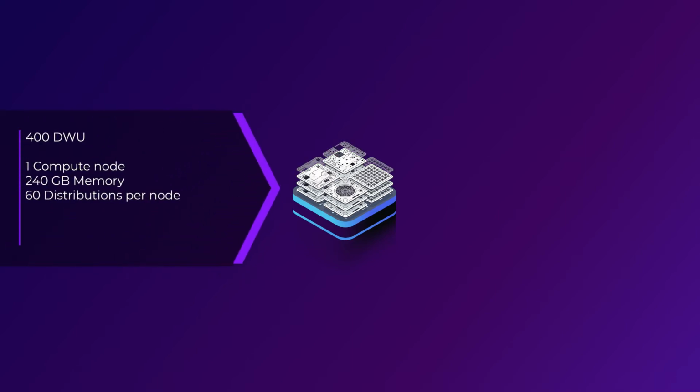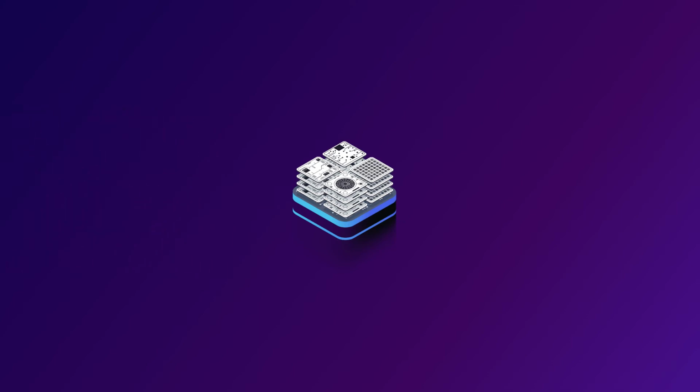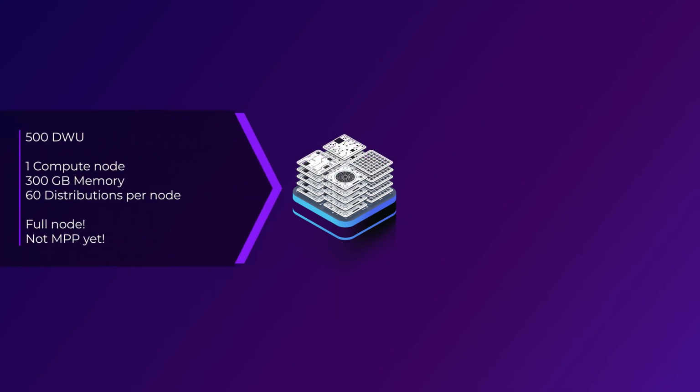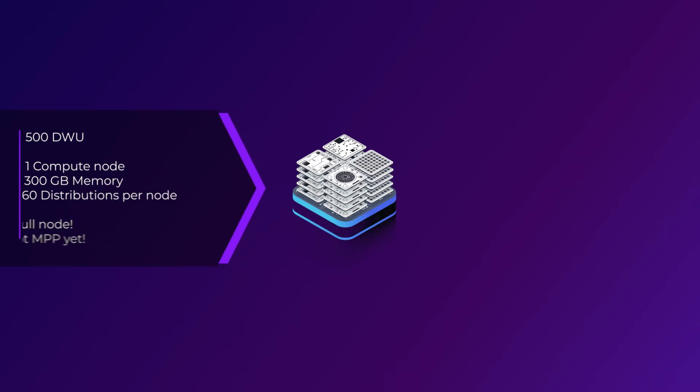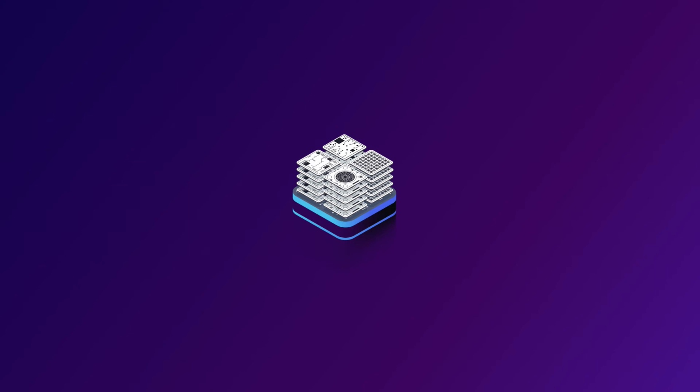Next is, as you might have guessed, a 400 DWU node. It has 240 gigabytes of memory and hosts 60 distributions. It is 4 times as powerful as a 100 DWU node. And last but not least, in a single node, is the 500 DWU node. It has 300 gigabytes of memory and hosts 60 distributions. It is 5 times as powerful as a 100 DWU node.